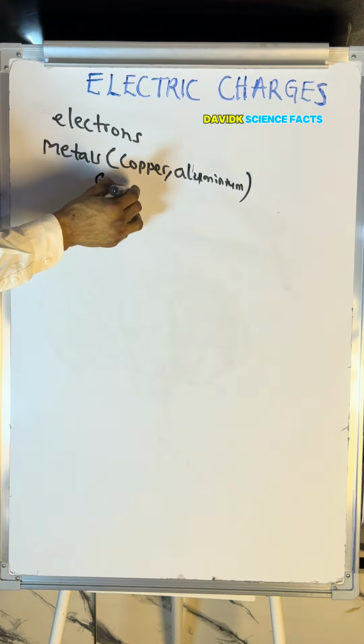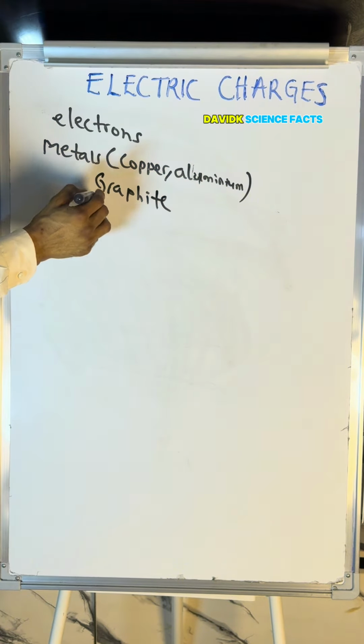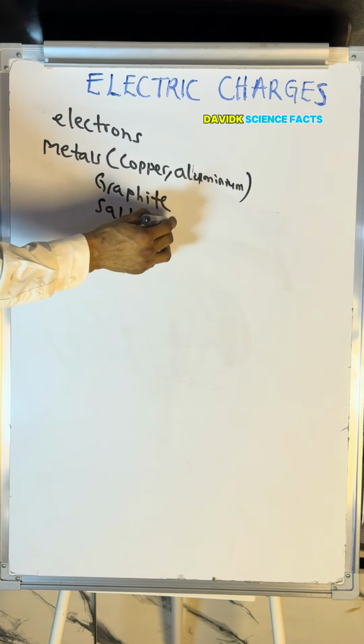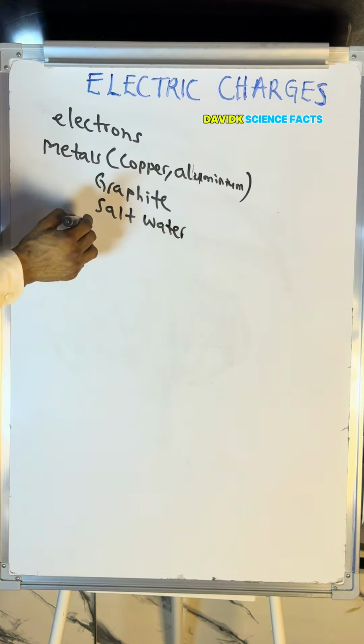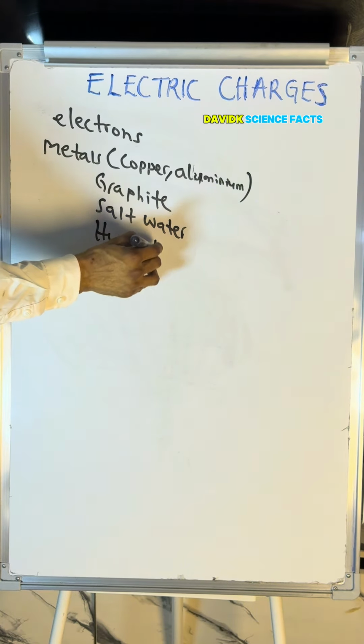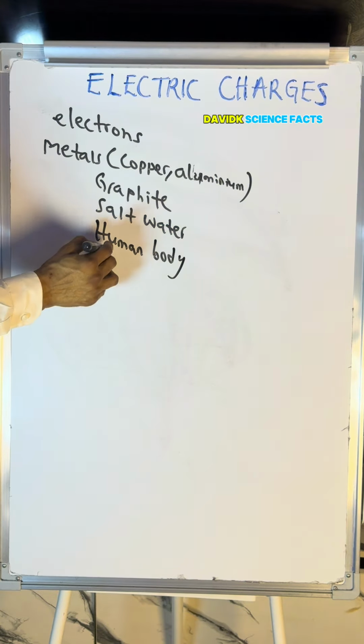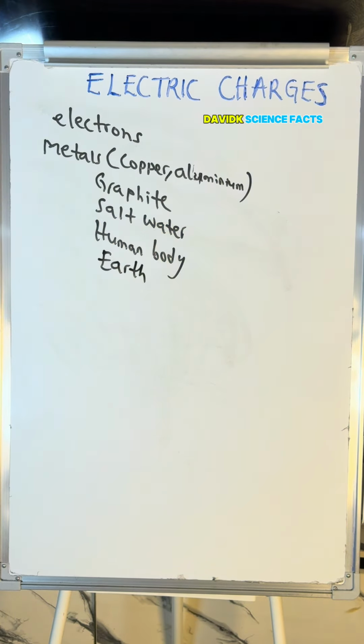graphite, salt water, human body, earth. These are examples of conductors. I know you may be wondering, human body, is it a conductor? Yes, the human body is a conductor, and I'm going to explain why.